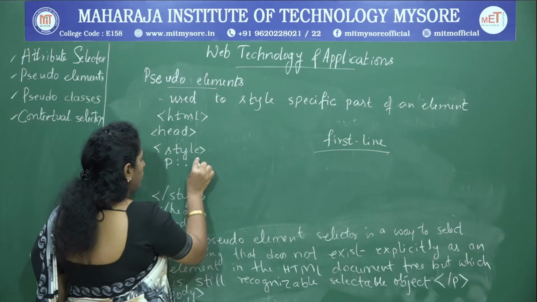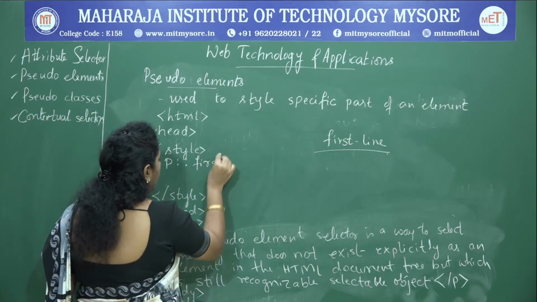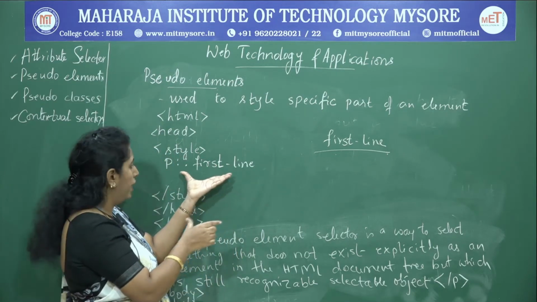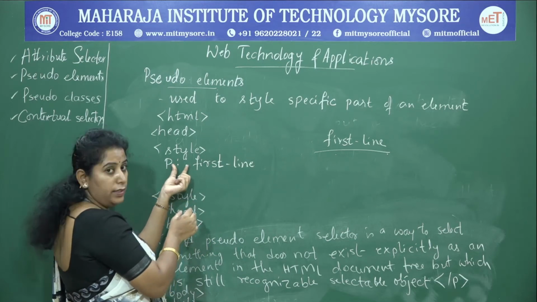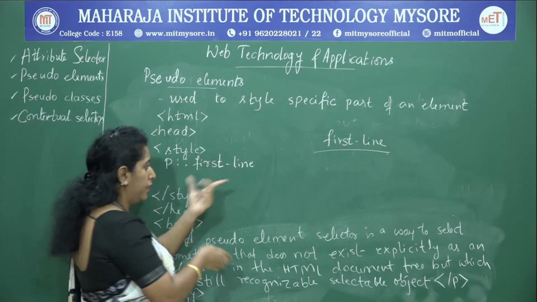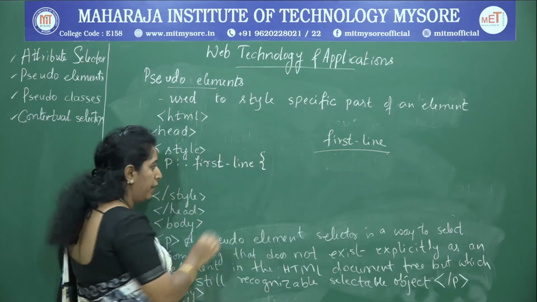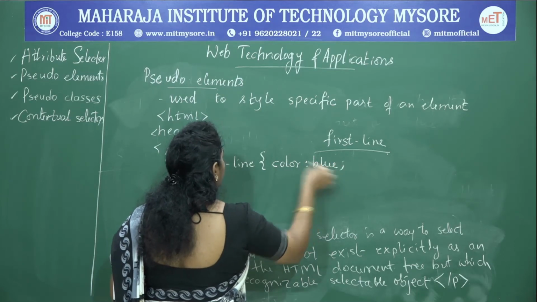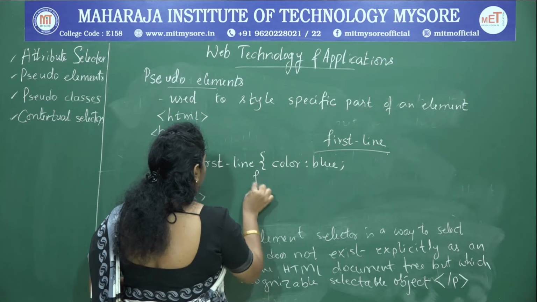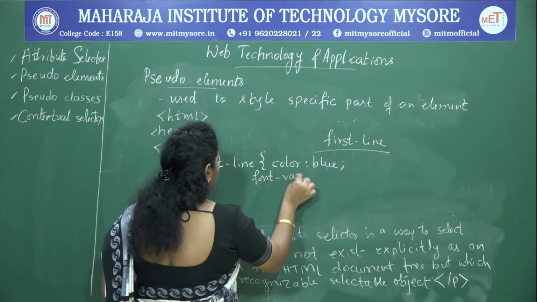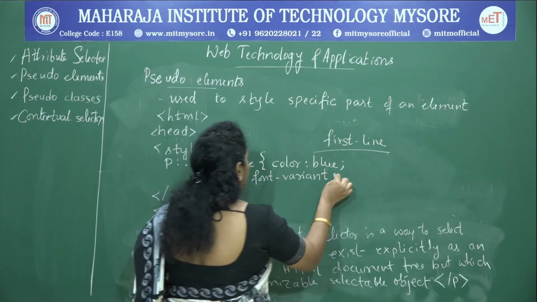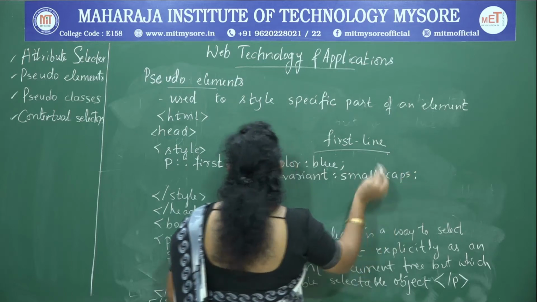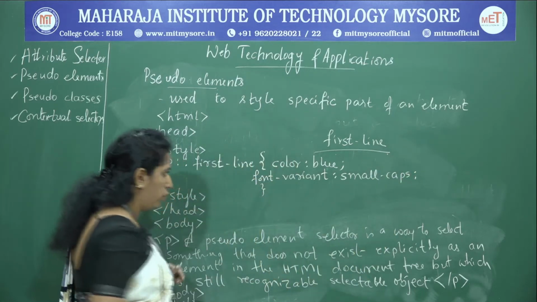Okay. So now the pseudo element is first-line. This is how you have to write the selector: this is the selector, this is the colon, and this is the pseudo element. Now you have to set a property, for example color blue, then you can use another property, font-variant, that is small-caps. Now I am closing this style rule.